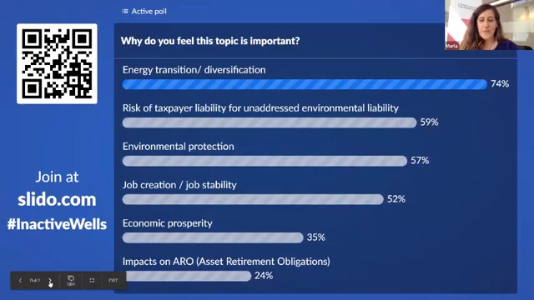Yeah, definitely. It's a nice thing too, because it's kind of the positive spin, whereas the risk of taxpayer liability comes from more of a negative or a fear-based place. So it's nice to see that people are landing on something where we can be forging that positive future. All right, another 10 seconds for anyone to respond. Last minute votes, get them in.